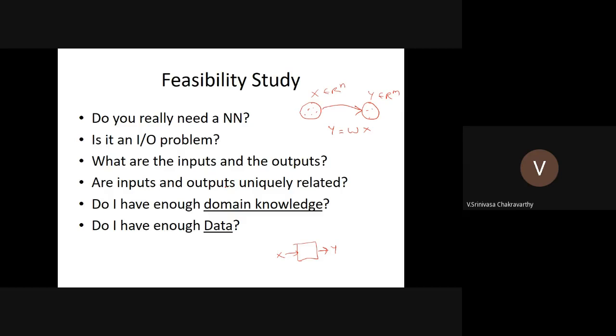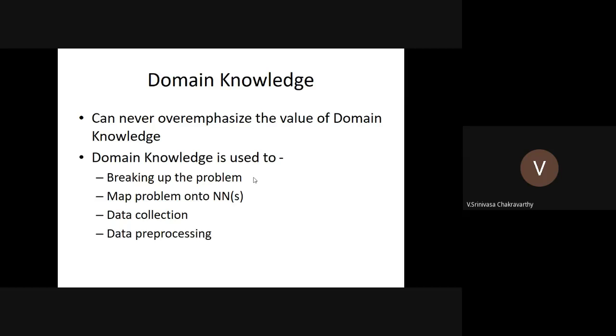For all this, you need a lot of domain knowledge. Although we consider a neural network as simply an empirical curve-fitting tool, you still need domain knowledge to be able to develop a good model of the underlying function indicated by the data. You can never overemphasize the value of domain knowledge, because you can use it to break up the problem and map the problem onto a neural network.